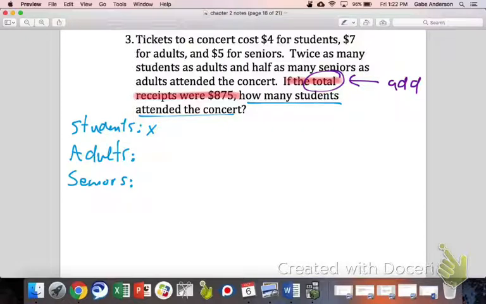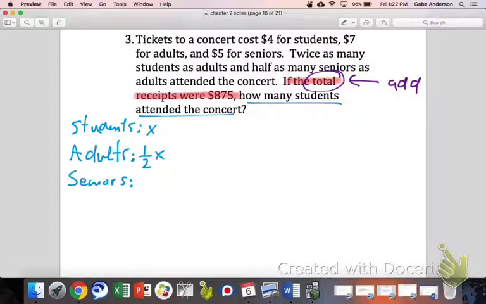So if the number of students that attended was X, how many adults? X divided by 2, or you could say 1/2 X, right? Same thing. Yeah, you're right. Now, where did you guys come up with X over 2? What'd you say, Katie? Well, because there's twice as many students. So obviously, yeah, if there's twice as many students, wouldn't there have to be half as many adults as students? Yeah. So I'd say X over 2, or 1/2 X.